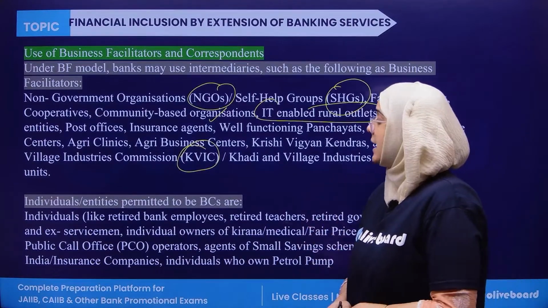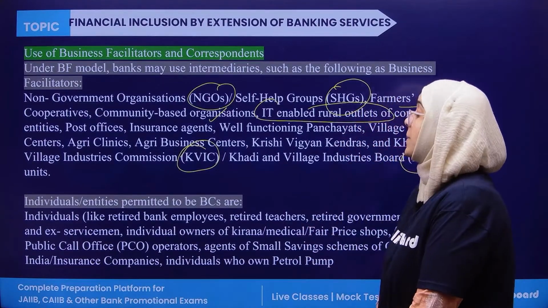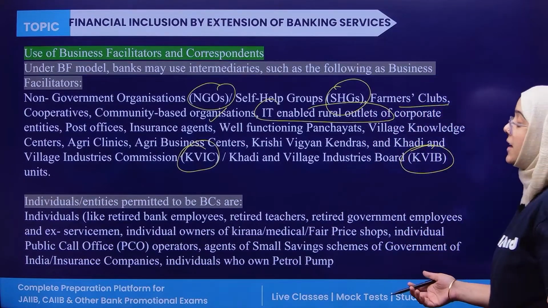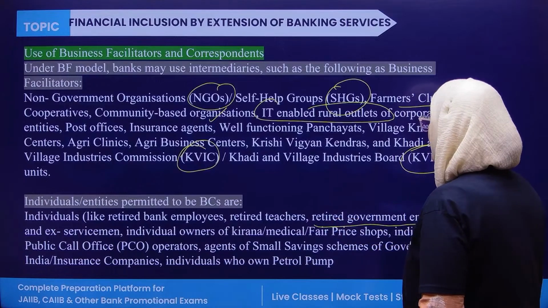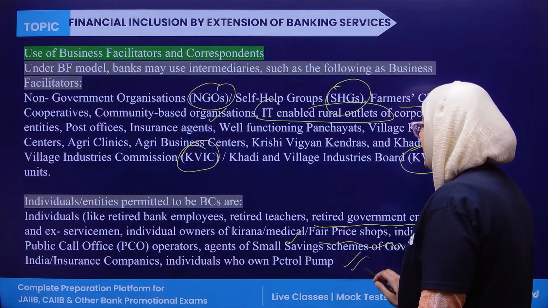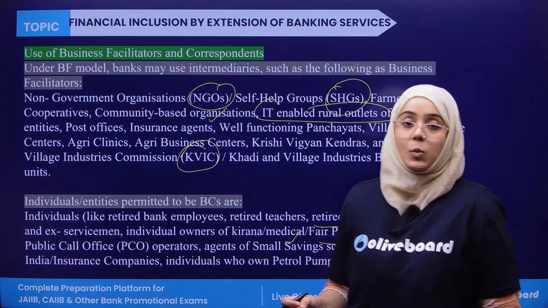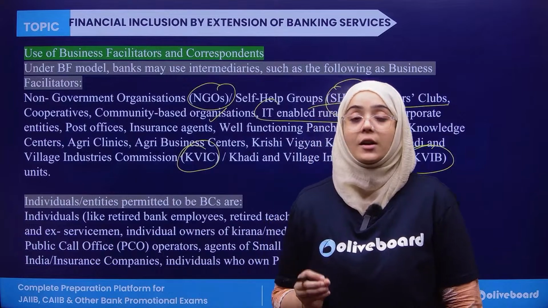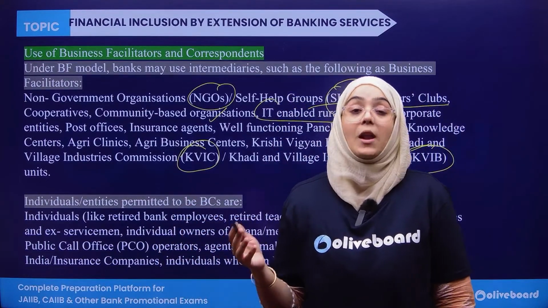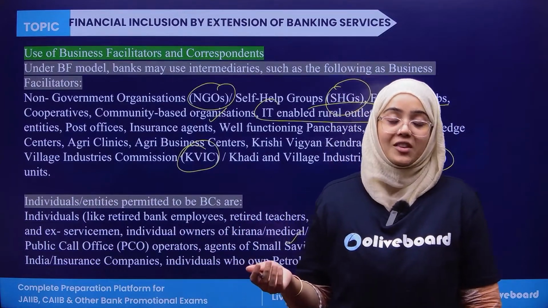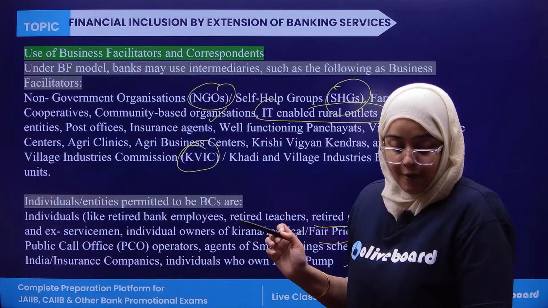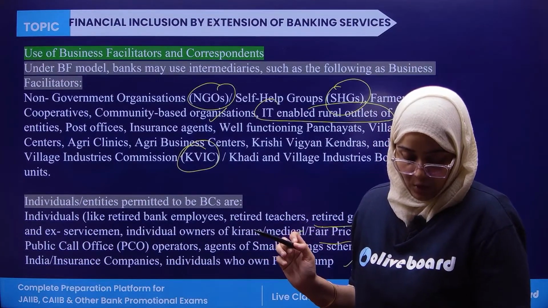Now, who are the individuals permitted to be business correspondents? There are individuals like retired bank employees, retired teachers, retired government employees, fair price shops, kirana and medical stores, public call offices, agents and everything. These are the individuals who act as business correspondents to the bank. The function of both of them is to connect the individuals who are excluded from the financial system to the financial system of the economy. They help to promote financial inclusion in the economy, right?